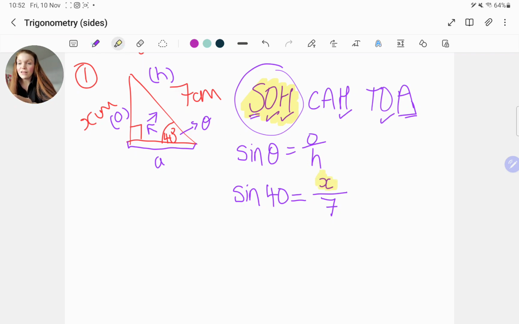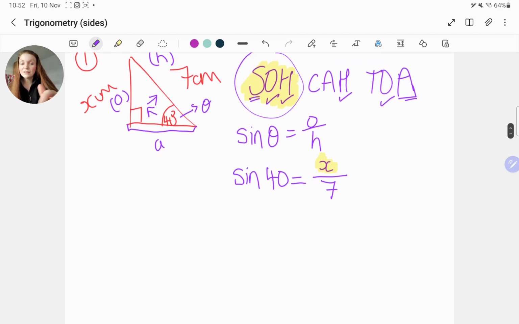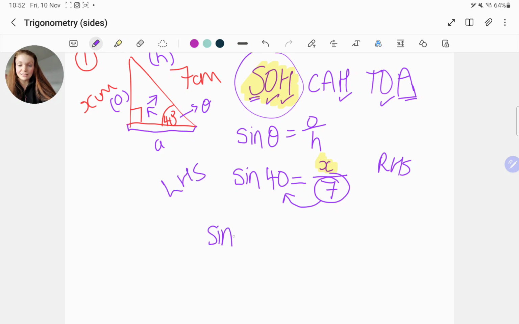So we're going to bring in a little bit of algebra to help us rearrange this. So what we're going to do is take the 7 up to the other side. I'm obviously using change side, change sign. If you use the balancing method, you would be multiplying both sides through by 7. So whatever way you do your algebra is up to you. So if it's dividing by 7 on the right hand side, then it's going to be multiplying by 7 on the left hand side. So sine 40 times 7 equals x.